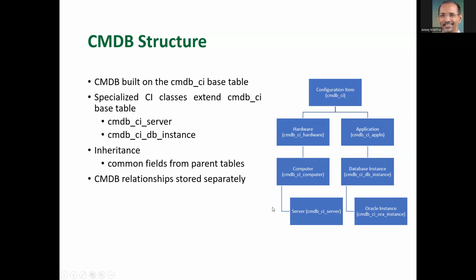Okay. Now there is a table inheritance that ensures that all the CIs share common attributes while allowing specific classes to have specialized fields. Now the relationships between CIs are also stored in another table known as the relationship table, and they're not directly inside the CI record itself. That adds to flexibility and also reusability.